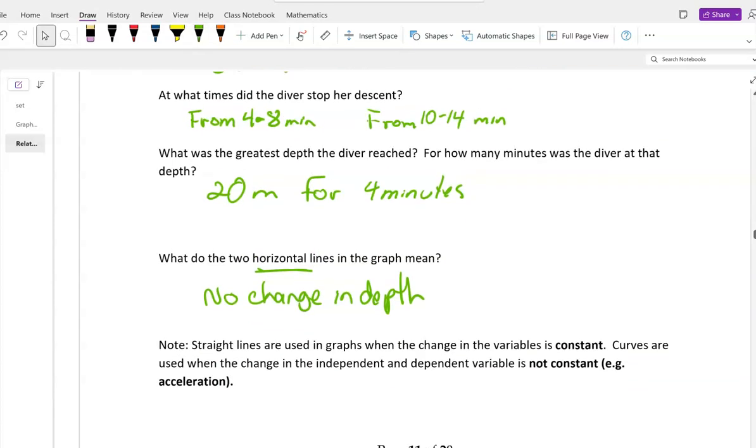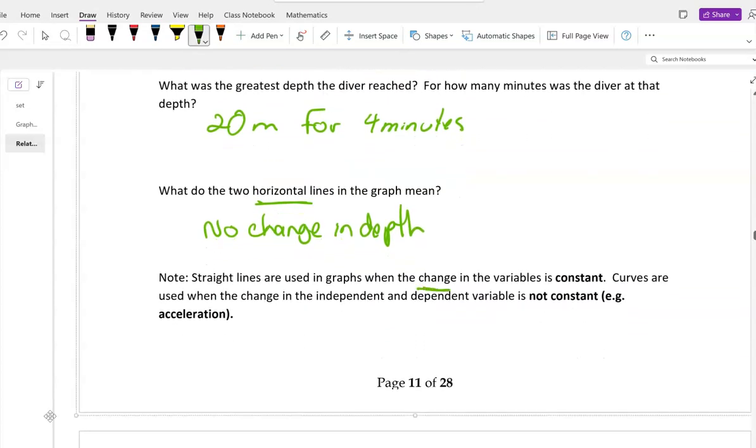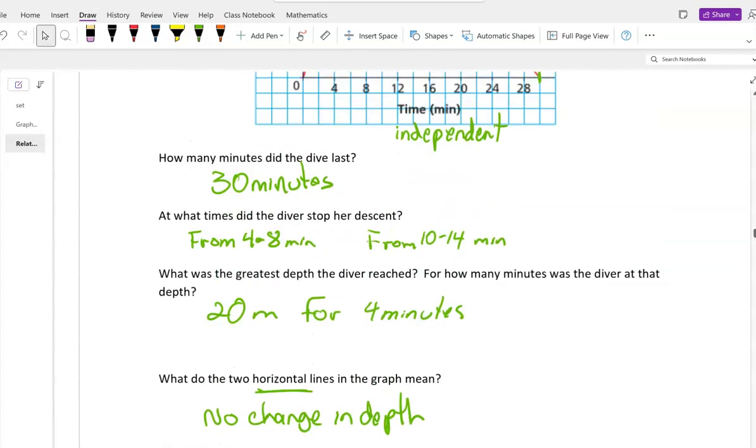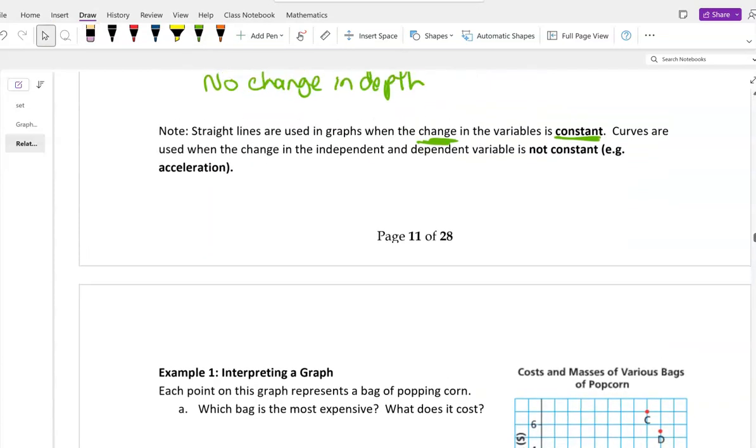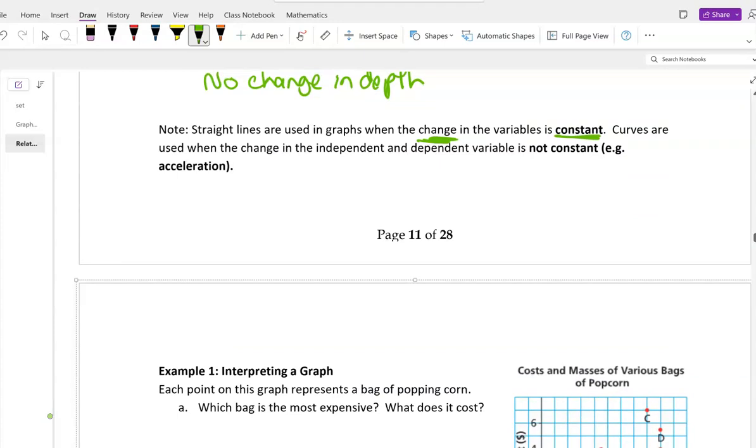All right, note straight lines are used in graphs when the change is constant. Curves are used when the change in the independent and dependent variables is not constant, like acceleration. So what this means is, anytime you see a straight line, it's a consistent or a constant change. So the depth, this person is going deeper at a steady rate. That means no change in speed. The depth is constant. We'll keep that in mind. Straight lines are important.